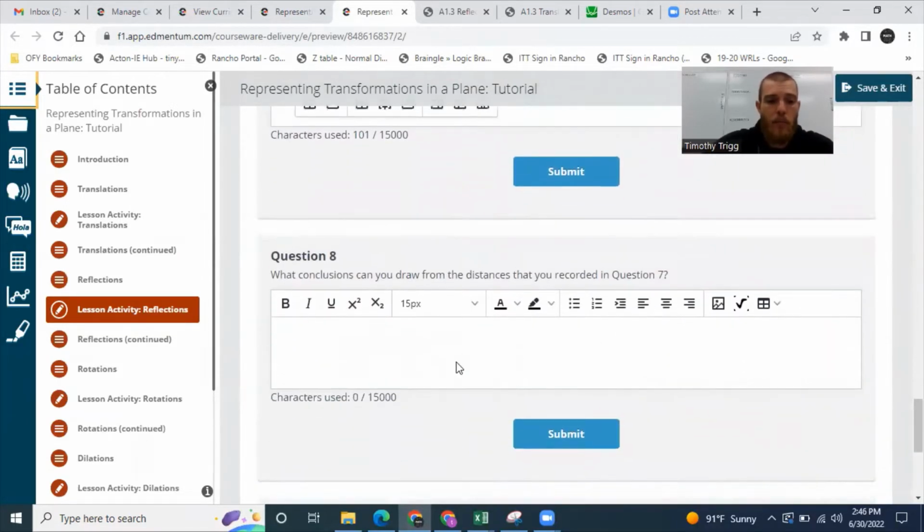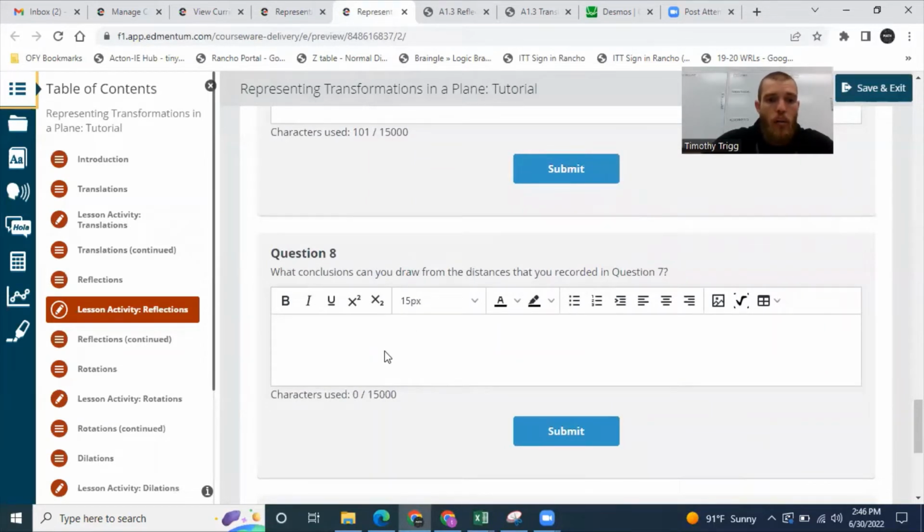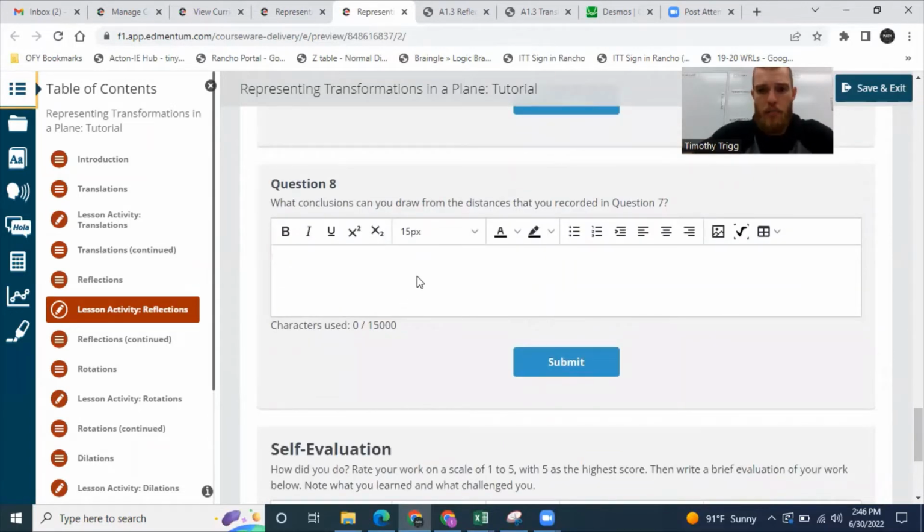Okay, once you're done with that, let's move on to question 8. What conclusions can you draw from the distances you recorded in question 7? So basically what I just said, right? That the distance from the pre-image to the line of reflection is the same as the corresponding image to the line of reflection, right? So any point on the pre-image to the line of reflection is the same distance as the corresponding point on the image to the line of reflection, right? Okay, so briefly explain that there. I already explained it a couple times. Okay, once you're done with that, let's go ahead and move on.